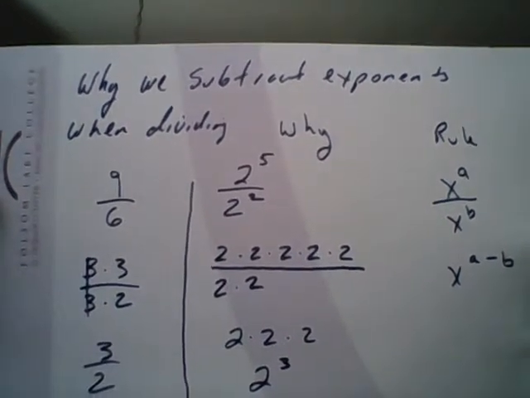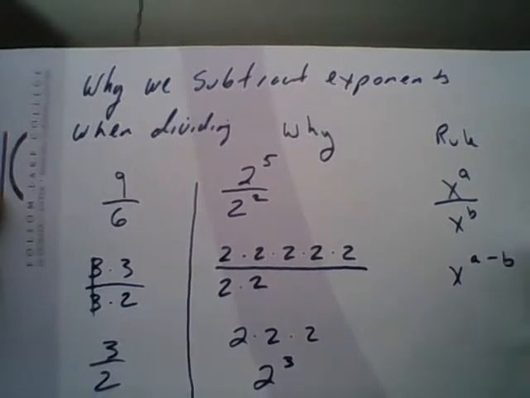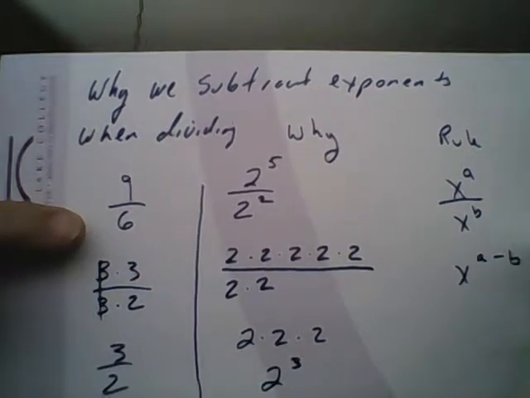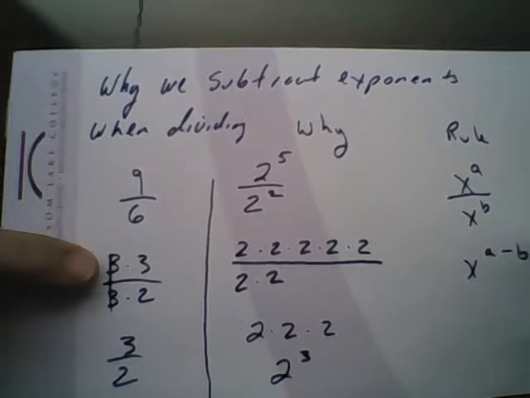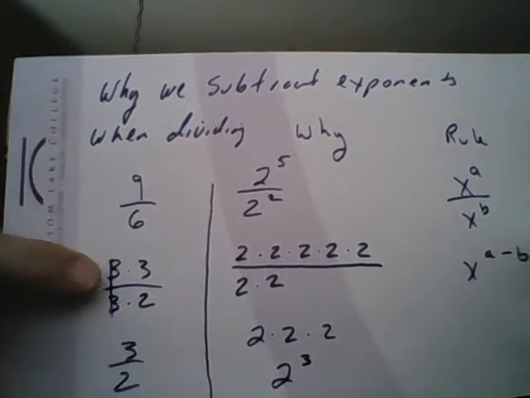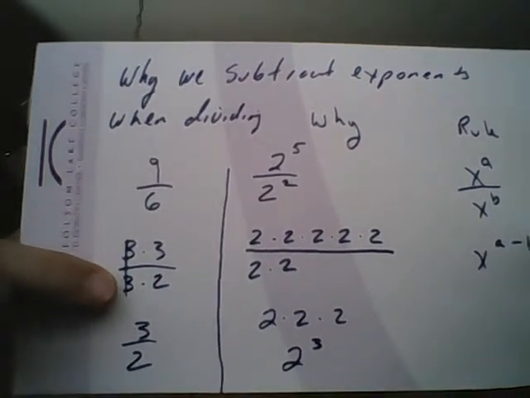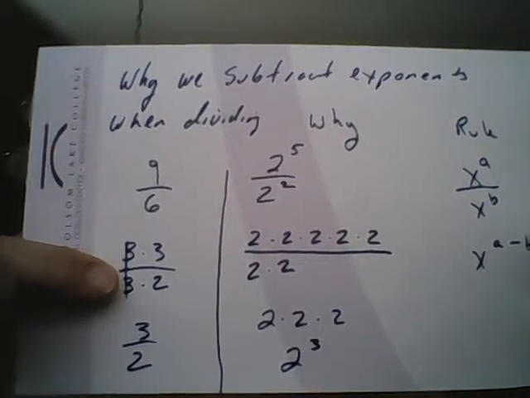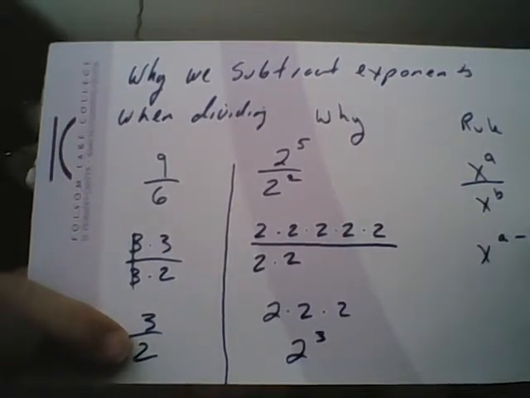Okay, we're going to talk about why we subtract exponents when dividing. So let's take a look at a basic fraction to start out with. We have 9 over 6, which we can factor as 3 times 3 over 3 times 2. Then if you notice here, I canceled the common factors. So when I want to reduce fractions, that means I have to cancel common factors. And if you see, I get a result of 3/2.